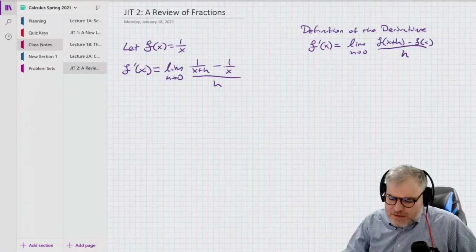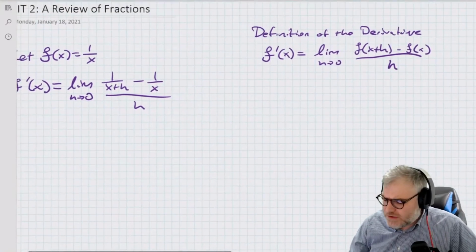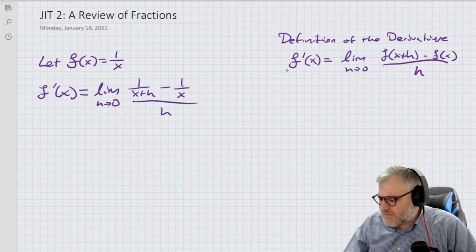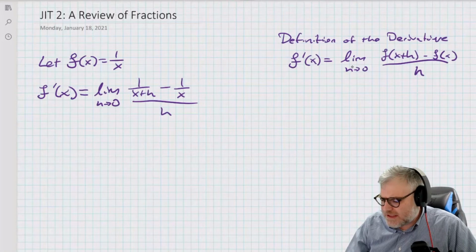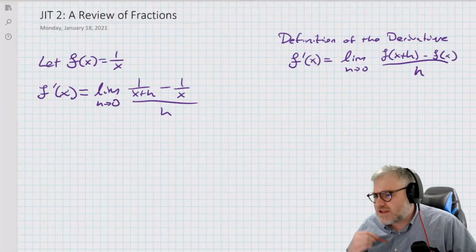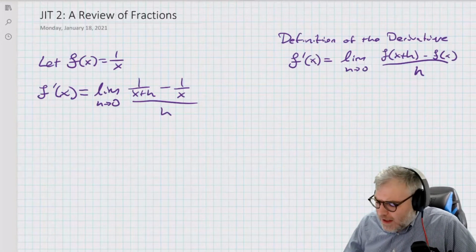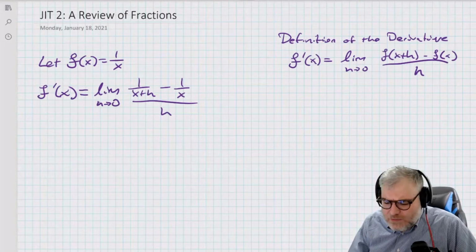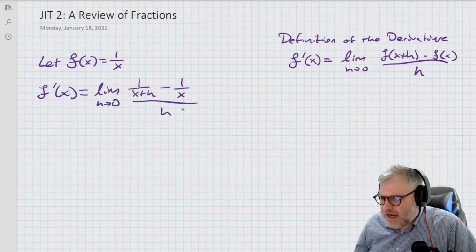The motivation for this is the problem right here. We'll talk about it later, but here's the definition of the derivative. If f is a function, then f prime of x equals the limit as h goes to 0 of f of x plus h minus f of x, all over h. That's just the definition of the derivative. So it's a limit. We're going to let f of x equal 1 over x and take the derivative of 1 over x. So we want to compute the limit as h goes to 0 of 1 over x plus h, minus 1 over x, all over h.